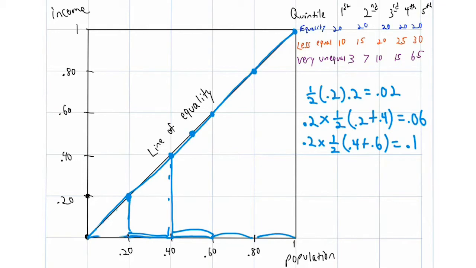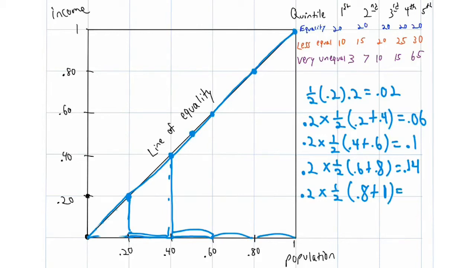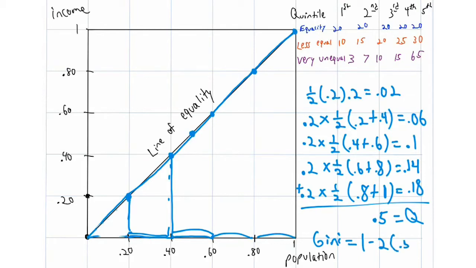When we go to calculate for the next quintile, the width is 0.2 times the average height is 0.6 plus 0.8. And if you crunch those, you get 0.14. And then finally, the last quintile, 0.2 times 1/2 of 0.8 plus the last number is always 1. So go ahead and crunch those out and you get 0.18. So if you add up all these numbers, you end up with 0.5, and that is equal to your Q. Your Gini equals 1 minus 2 times Q, so 2 times 0.5. So 1 minus 1 is 0.